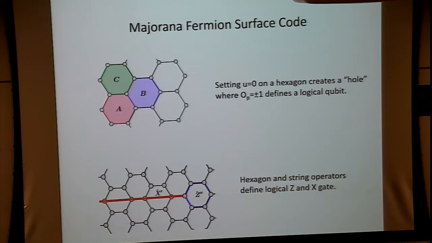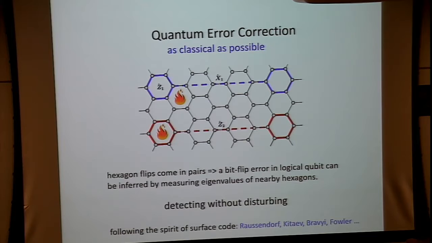Now, why is error correction possible? This is because, again, it comes back to this important property that at a finite temperature, we may have some thermally excited hexagon flips in the system, and these hexagon flips can be mobile. But again, the fundamental fermion parity conservation tells us all the hexagon flips come in pairs. So then what can be done is the following. One constantly monitors all the hexagon eigenvalues in the entire system except in the few holes that you are interested in.